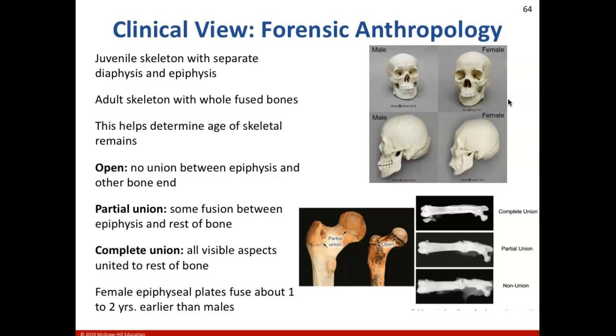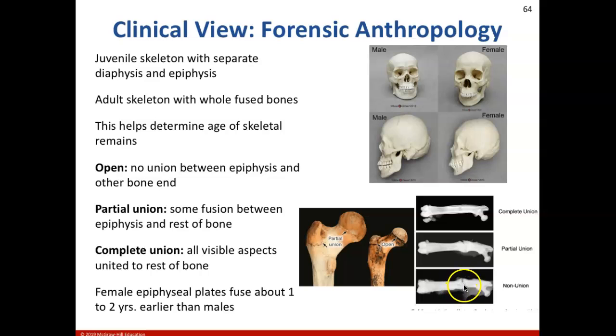When we look at a juvenile skeleton with separate diaphysis and epiphysis, it can really be a clue as to what age a skeleton is. Whereas when we find those epiphyseal lines, we know that it's an adult skeleton because it's a whole fused bone. We can also take a look at some of the areas of the bone, such as the epiphyses and the diaphyses or other structures surrounding it. If we have an open view, then it's going to be that no union is taking place between the epiphyses and the other portion of the bone. You can also see this over here.